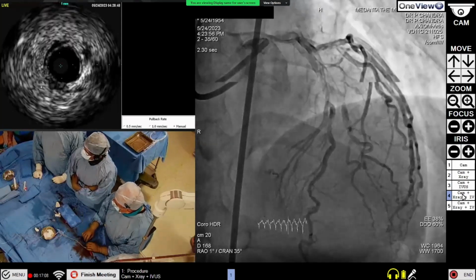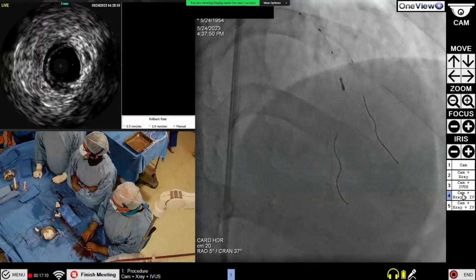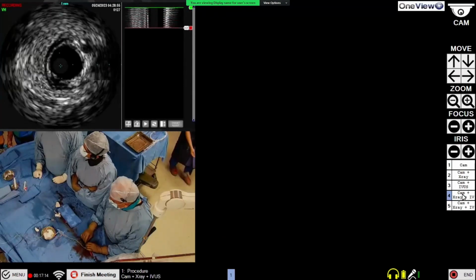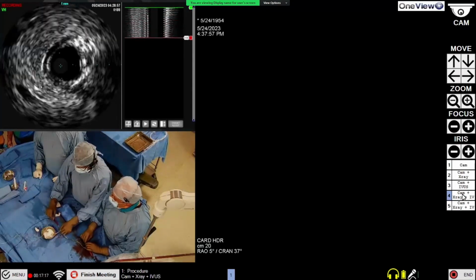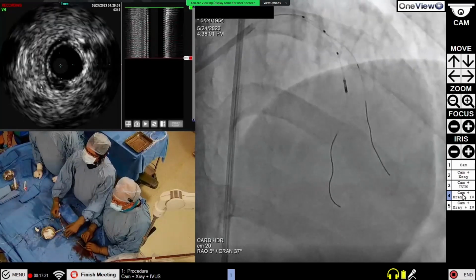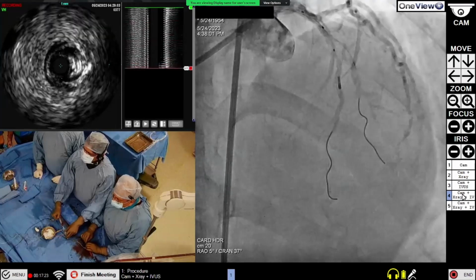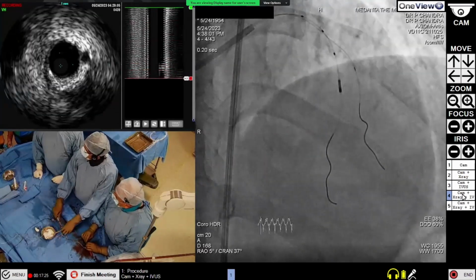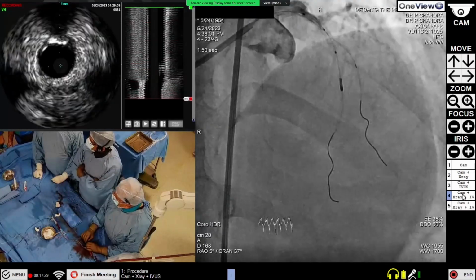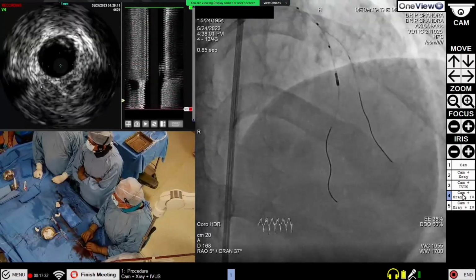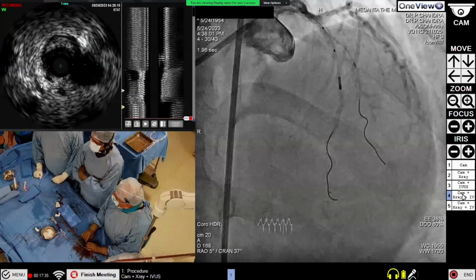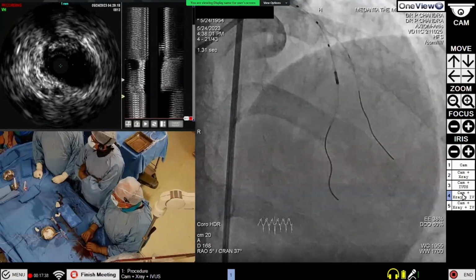Now let me do the imaging. Show the imaging, please. I'm pulling back. You can take a shot just to see where we are. Okay, this part of the vessel is quite healthy. Now there is some calcific plaque at the 12 o'clock position, and this is the branch, the septal branch.